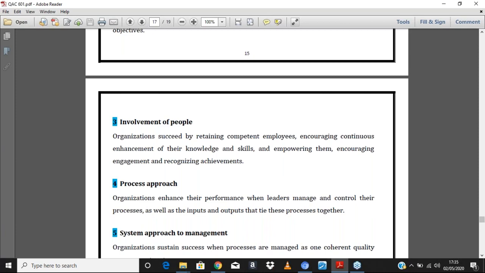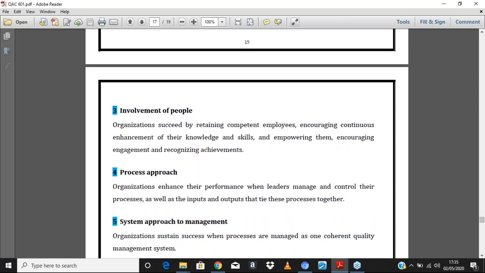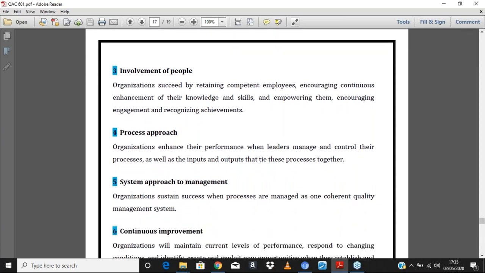Then what we call is process approach. Organizations enhance their performance when leaders manage and control their processes, as well as inputs and outputs that tie these processes together. So there has to be proper process approach. Then system approach to management. Process approach has to do with the steps in achieving quality, and system approach to management has to do with organization sustained success when there's what? A coherent quality management system.